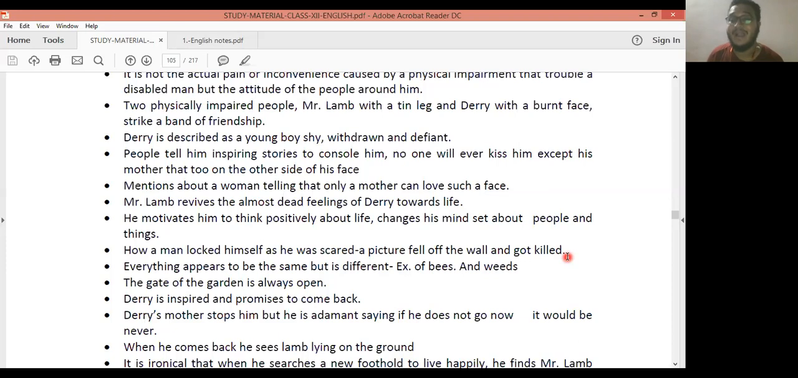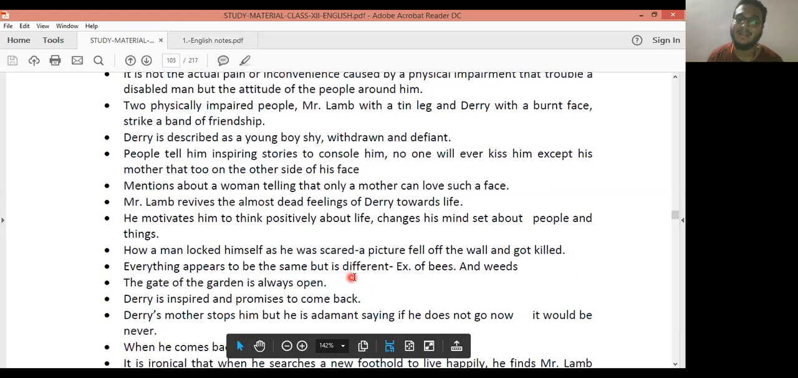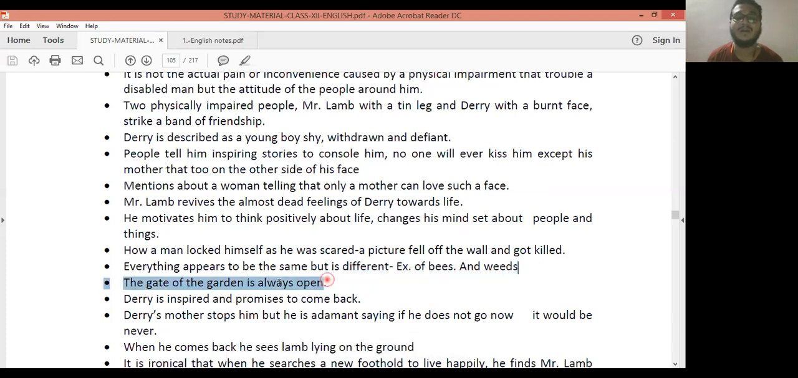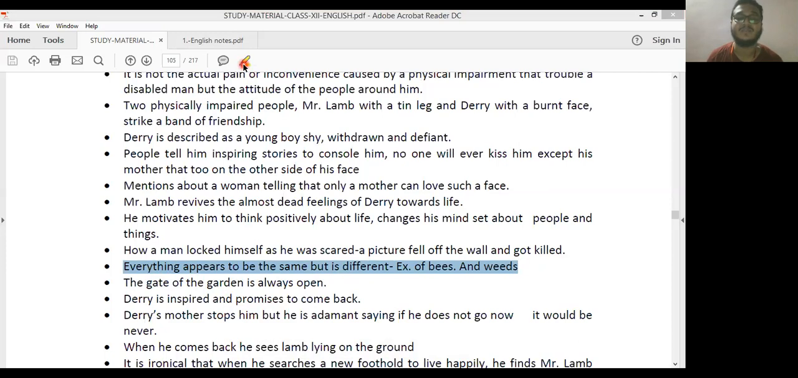Similarly, he tried to hide himself from the problems. What happened? He kept himself locked in, and a picture fell on him, and he died. Everything appears to be the same, but is different. The example of bees and weeds was shared by the narrator. Who is the narrator? Who is the speaker here? The first speaker to the second one. The first speaker refers to the old man. Okay, the old man is sharing.